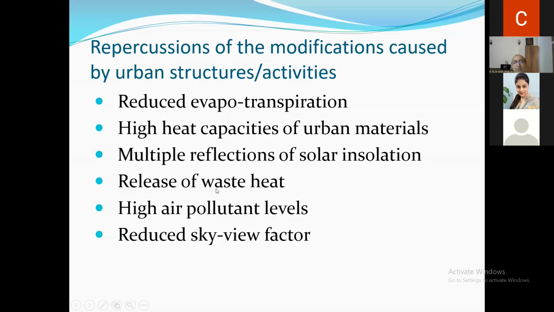And as I told you, there is release of a large amount of waste heat, or we also call it anthropogenic heat, anthropogenic waste heat, which I have just discussed. So these also contribute towards making the urban atmosphere warmer. And then high air pollutant levels. These air pollutants would again have warming ability, because many of these may be greenhouse gases, which will inhibit the escape of the long wave radiation.